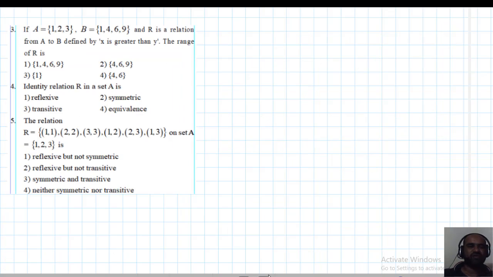Okay, students, our next problem, the third one. A equals {1, 2, 3}, B equals {1, 4, 6, 9}, and R is a relation from A to B defined by x is greater than y. I want to write R directly. In the ordered pair (x, y), your x should be greater than y. In such a way you want to write the ordered pairs.